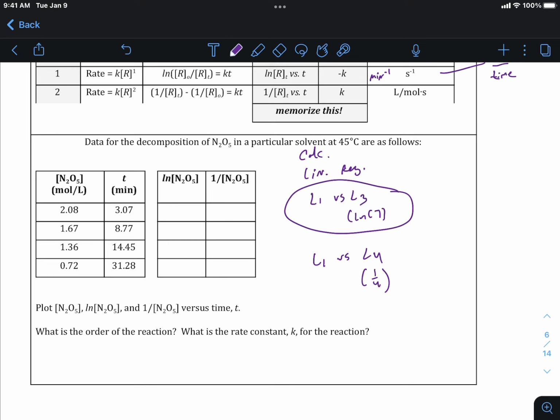Okay, so in graphing this, we determined that this is first order because it's the natural log that produces a straight line, and our slope, which is the opposite of the k, so the k is going to be 0.0375. And your units were 1 over minutes.